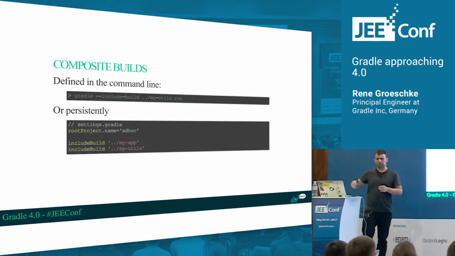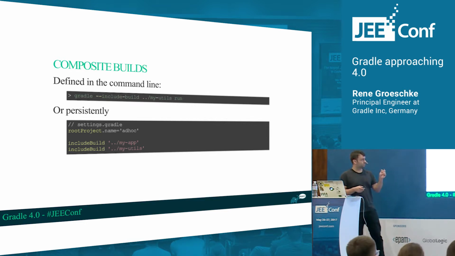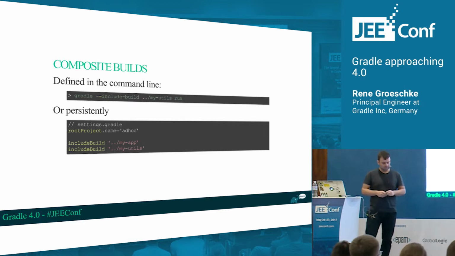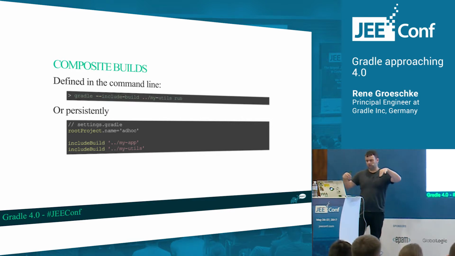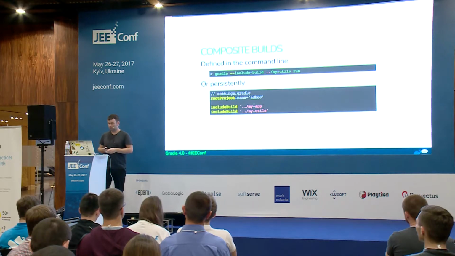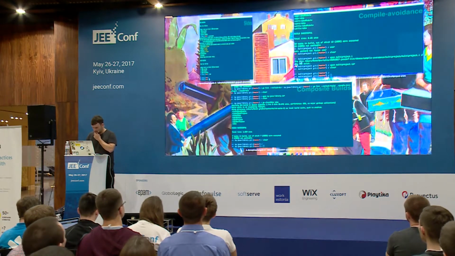But it's completely a different code base. Alternatively to that, if you want to work on a composite more regularly, you can create a persistent definition of how your composite build looks like by having a settings Gradle file where you add all the included builds you want to have. So maybe you usually work on my app on your own, or just from source. But then alternatively, you have that composite build where you declare all the dependencies by an included build, and now you get everything from source. Those are the two approaches. So let me show you how that works.